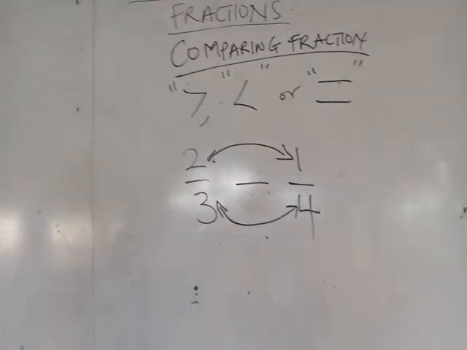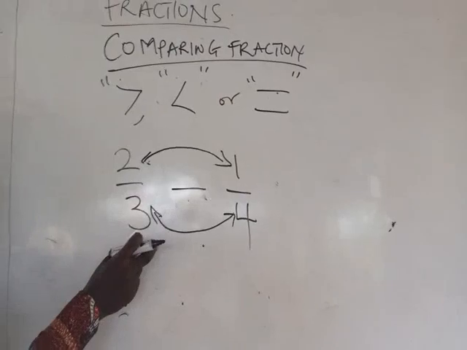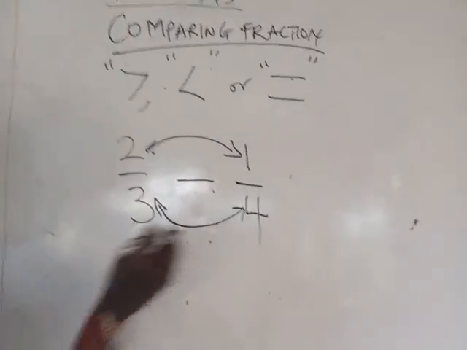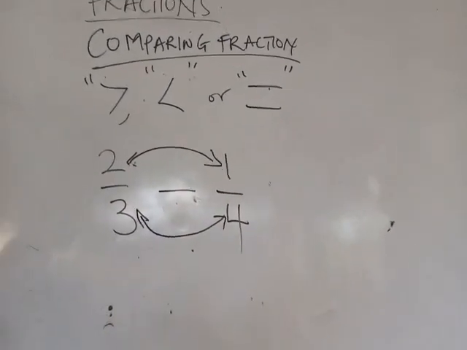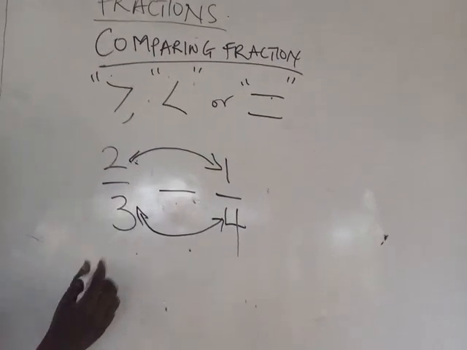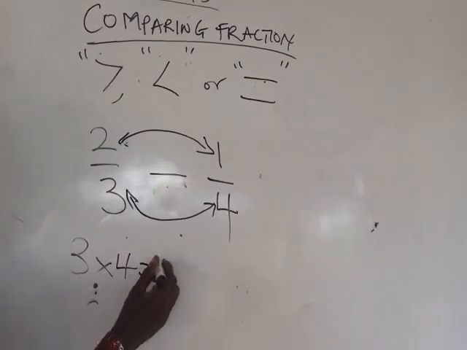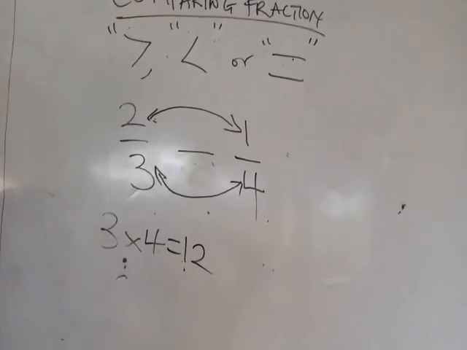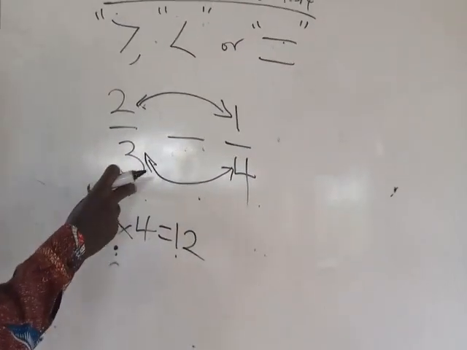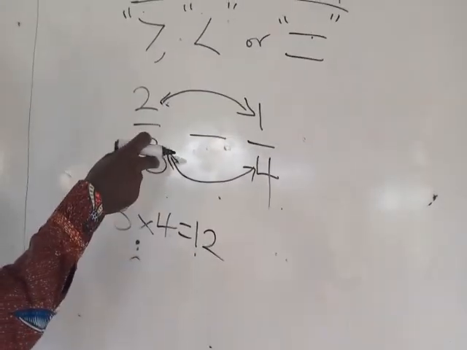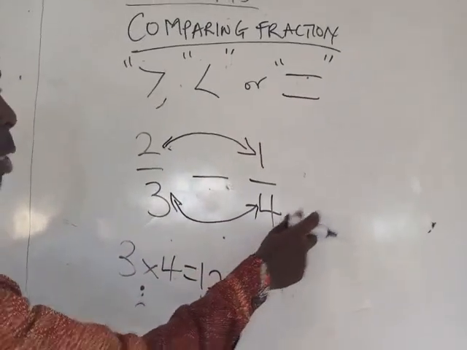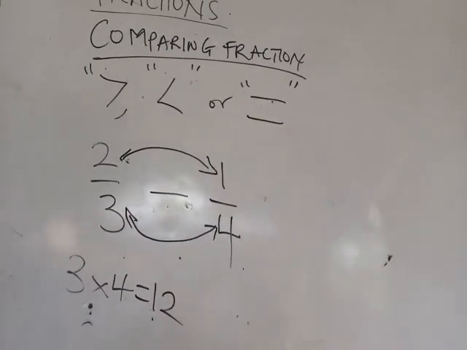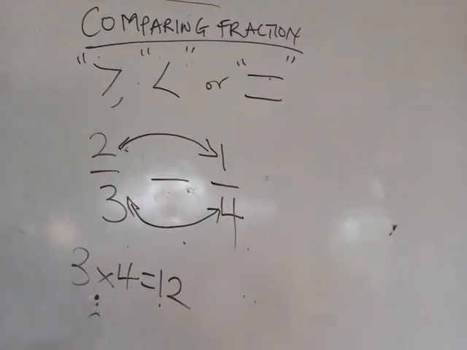Let me use this example to explain. We have 2 over 3 dash 1 over 4. To change these denominators to the same denominator, you multiply this one by what? 4. Because 3 times 4 is what? 12. And 4 times 3 is what? 12. Because I want it to be the same denominators. But if I multiplied here by maybe 7, you cannot multiply this one by 6. It will be very difficult for you to change it to the same denominators. You always take a number that you won't find yourself fumbling.